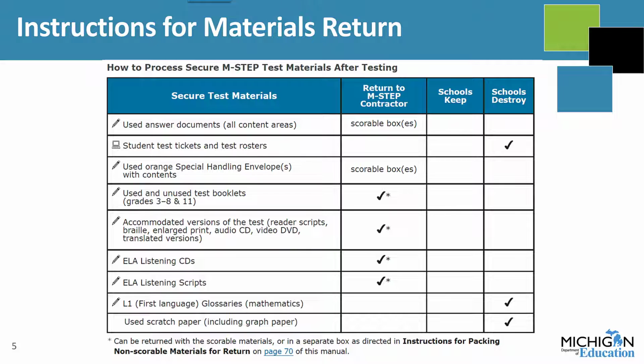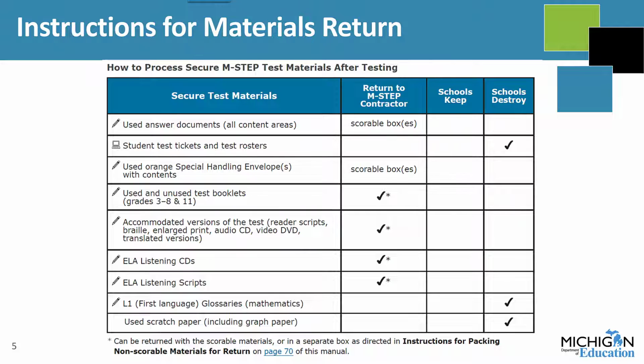Accommodated versions of the test are things like reader script, Braille materials, large print, and the audio CDs, if you have any DVDs or translated versions of the test. And then the listening CDs and scripts for ELA need to be returned to the scoring contractor. All of those materials are monitored and checked back into the contractor, so we'll be counting to ensure that all of those materials that were delivered are returned.